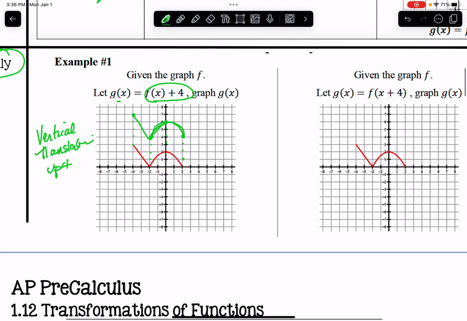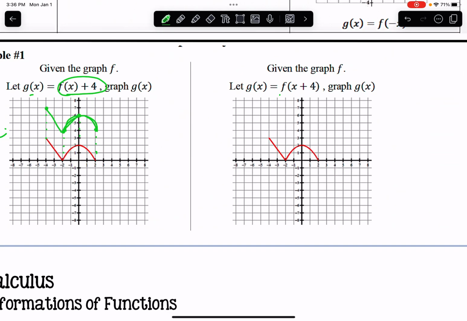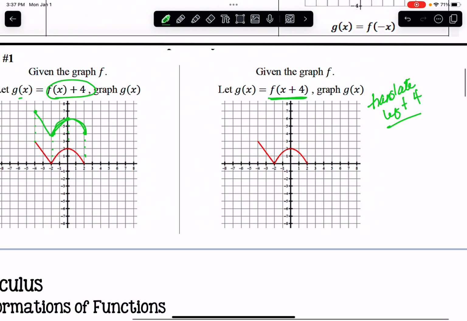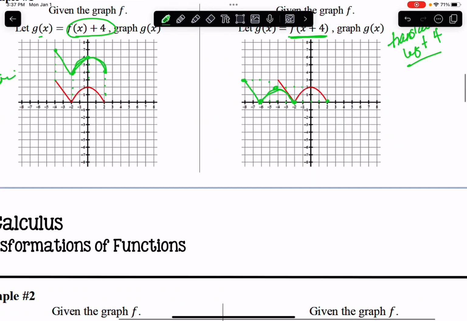Looking at this example, this is a horizontal translation. It's plus 4, so it's left 4. Every point would be moved left 4. So 1, 2, 3, 4, and down here 1, 2, 3, 4. And that would be translated left 4.